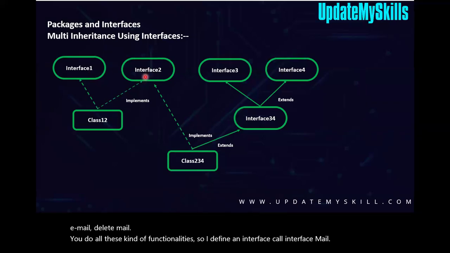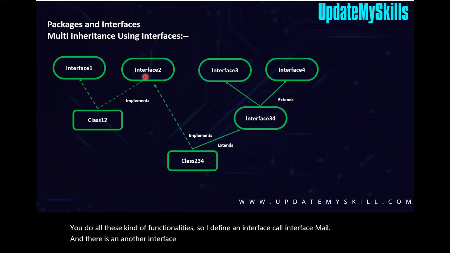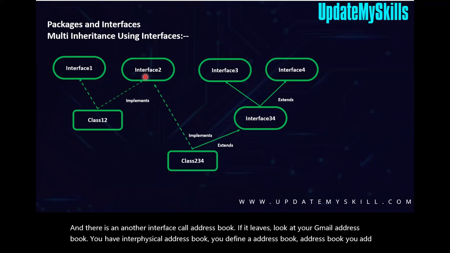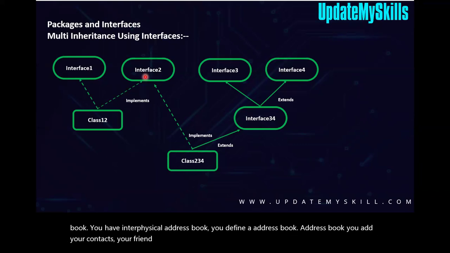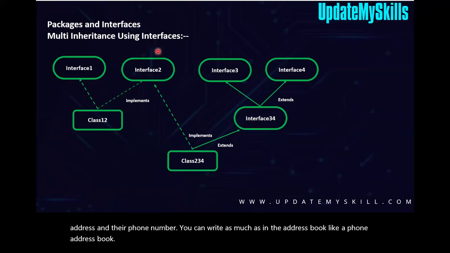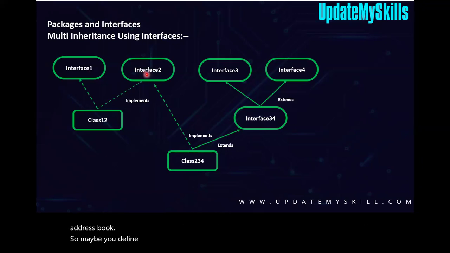There is another interface called address book. If you look at your Gmail address book, you define an address book. In the address book, you add your contacts, your friend's first name, last name, email address, and phone number. You can write as much as you want, like a phone address book. So maybe you define another interface called address book, with add a contact, delete a contact, update a contact.